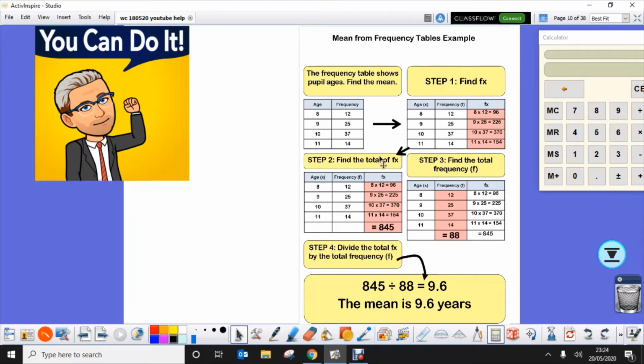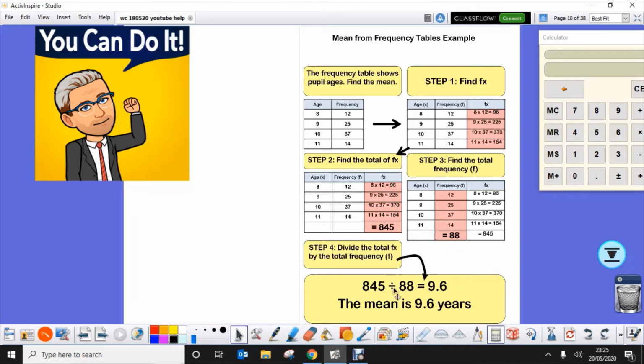Second step, find the total of fx. So I'm just going to sum the total of this column up. 96 plus 225 plus 370 plus 154 will give me the sum of fx. Third step, find the total of the frequency column. So looking at the frequency column, I sum the total of these, adding them together. 12 plus 25 plus 37 plus 14 gives me 88.